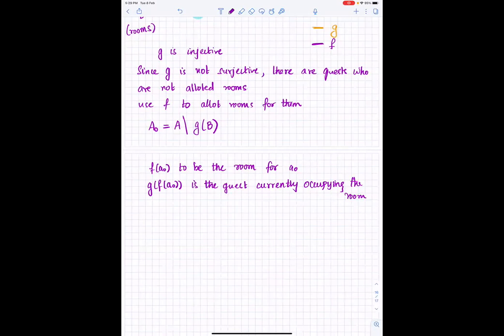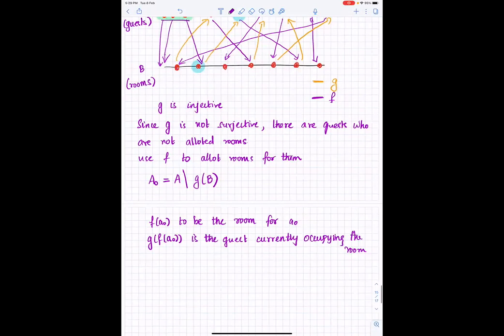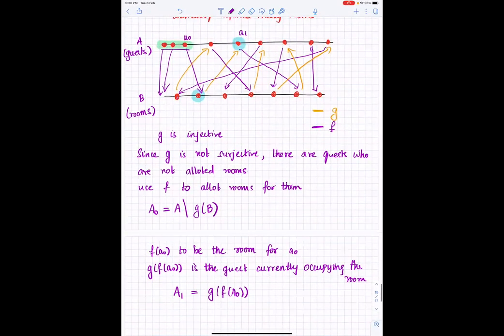So now we have to define a set of guests who are displaced in the first lot. So the set A1 is g of f of A0. I should have written it this way, capital A. So you are going to assign rooms to guests in the set A0. Currently, there are 3 people, and those guests who are displaced in the process are these people. Is this clear? Yeah, you should ask questions.